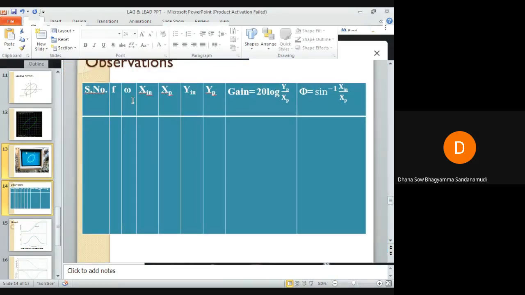Okay, now in your observation table, note down the frequency, initially we have assumed 20 hertz. Omega is equal to 2 pi f, you can calculate it later after completion of your experiment. Write down the x in value, xp value, y in value and yp value.